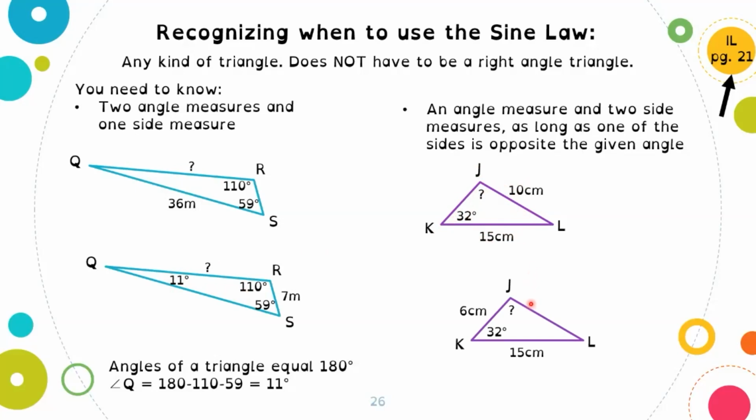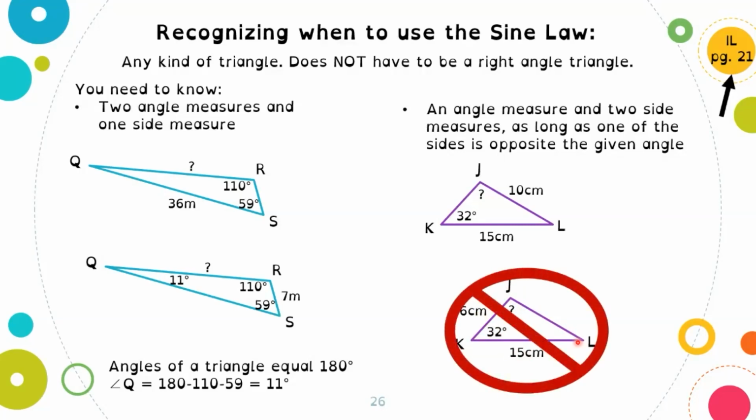So if we look at it differently on my same triangle, JKL, and if instead of knowing my side K, I knew my side L, now we can see that I don't know any angle that corresponds with a side. And so I wouldn't be able to figure out that ratio because I don't have enough information. We have to have that corresponding pair in some way. So it does not work. That's really super important when you're using sine law. You have to either have two angles and a side or one angle and two sides, as long as one of the sides is across from the angle that you know.